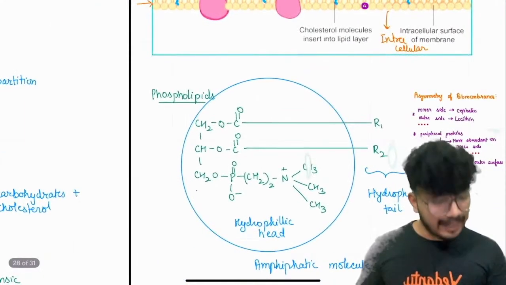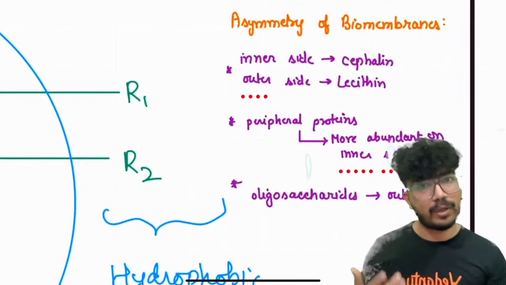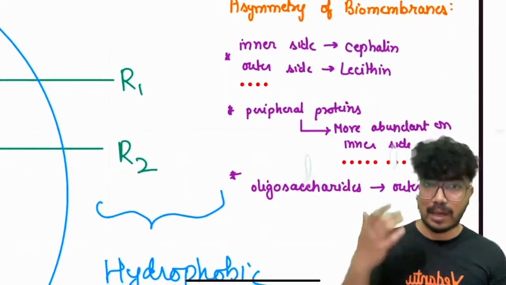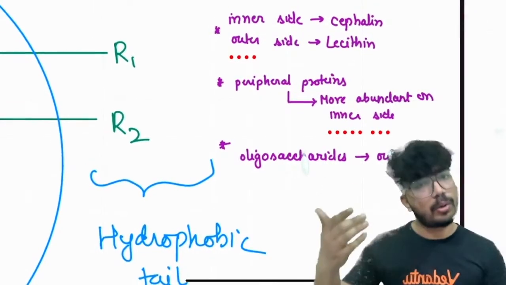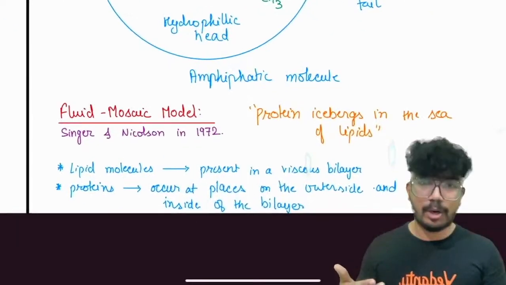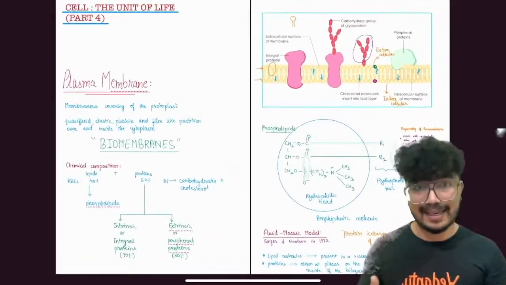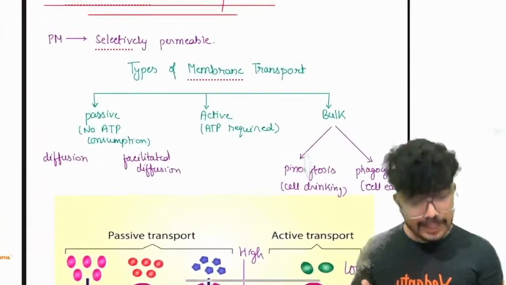Correct. Then we talked about the asymmetry of the biomembrane, right? Inner side and outer side have different types of phospholipid. Peripheral proteins occur more on the inner side. Oligosaccharides occur on the outer side of the phospholipid bilayer, right? Then the fluid mosaic model, protein icebergs in a sea of lipids, which was given by Singer and Nicolson in the year 1972. Then we talked about membrane transport.